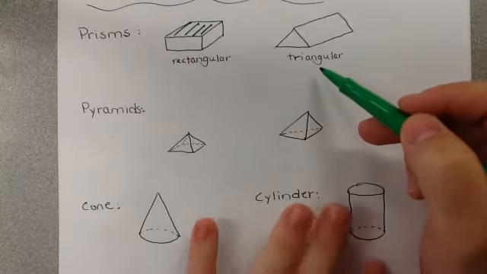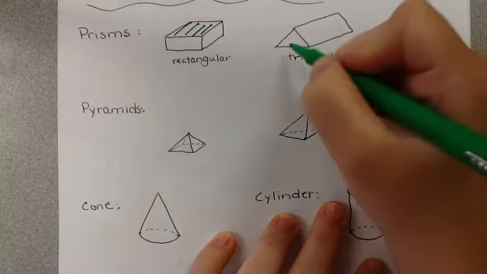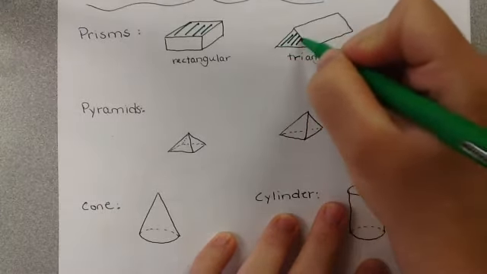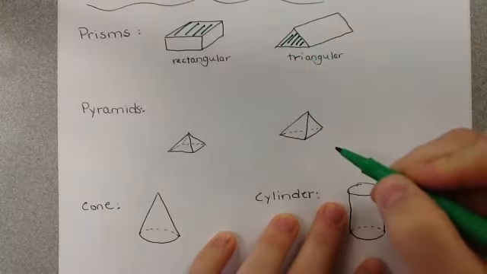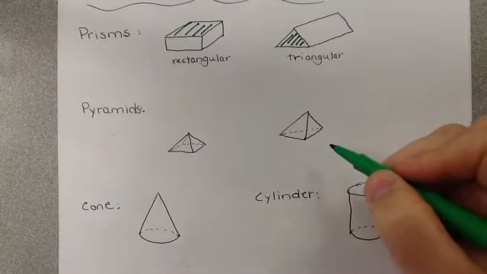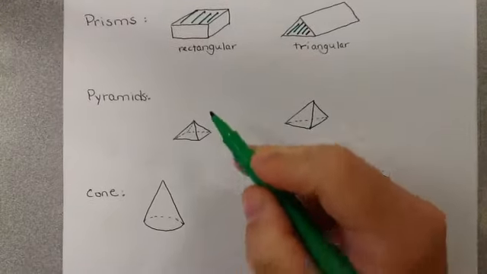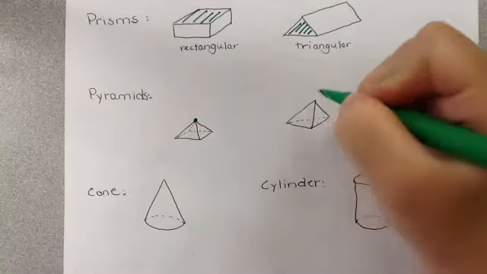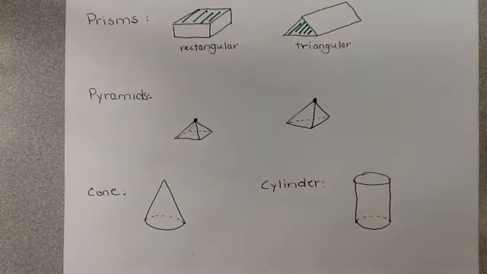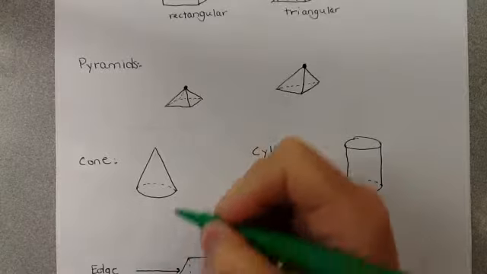A triangular prism then has a triangular base. Okay, so those are prisms. Next we have pyramids, and pyramids come to a point at the top. Again, we have two different types.